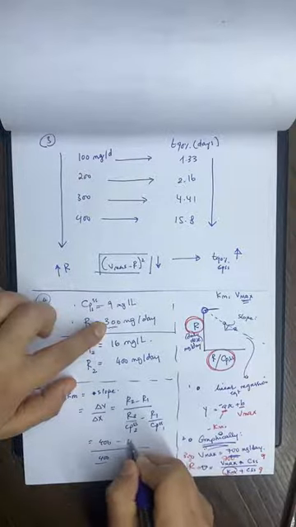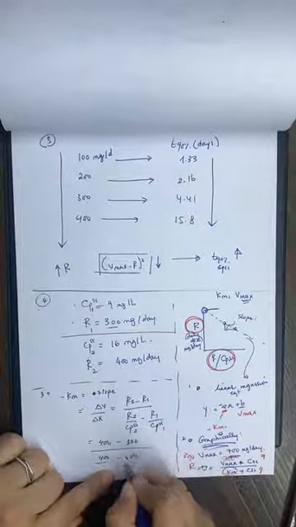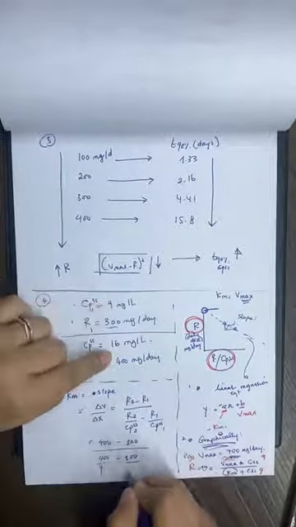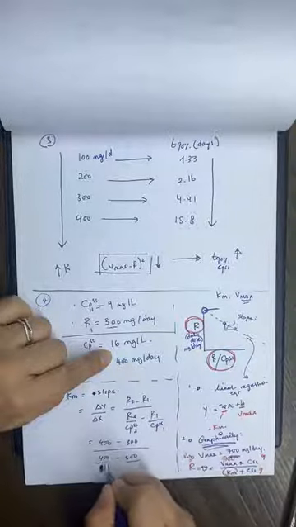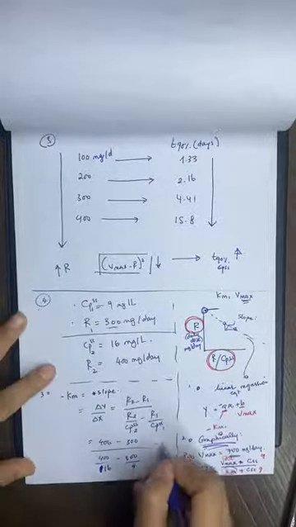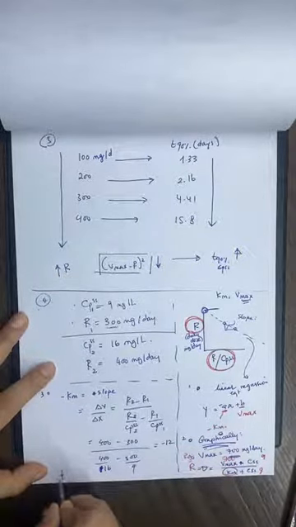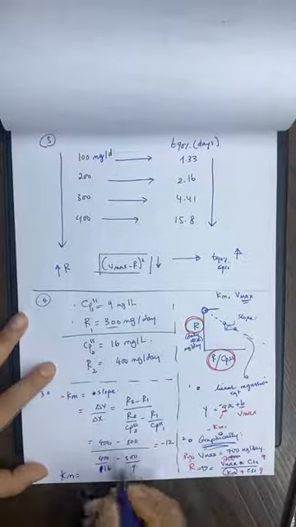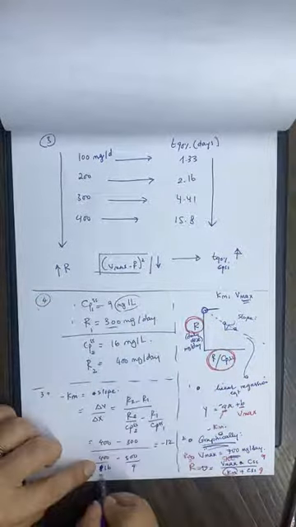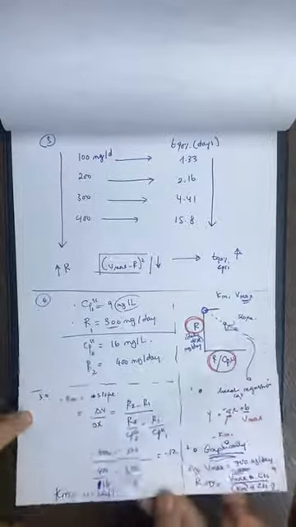minus 300. Make sure that you substitute numbers right: 300 over, this is 9, and this is, sorry, this is 16, and this is 9. And this will be equal to minus 12. So Km will be equal to 12, and the unit of it will be the same as the unit of the concentration, 12 milligram per liter.